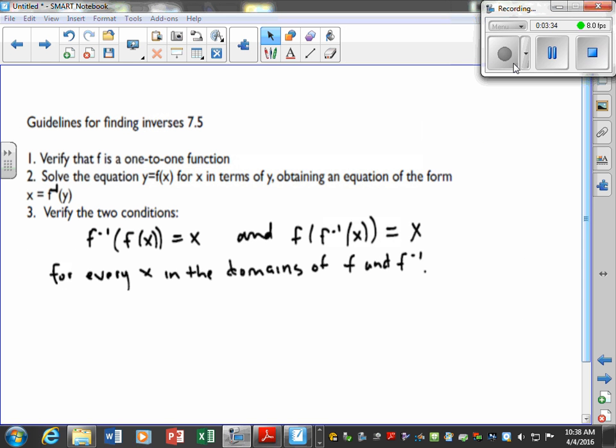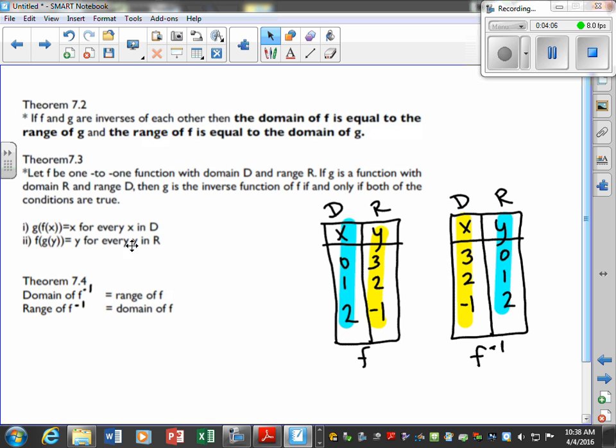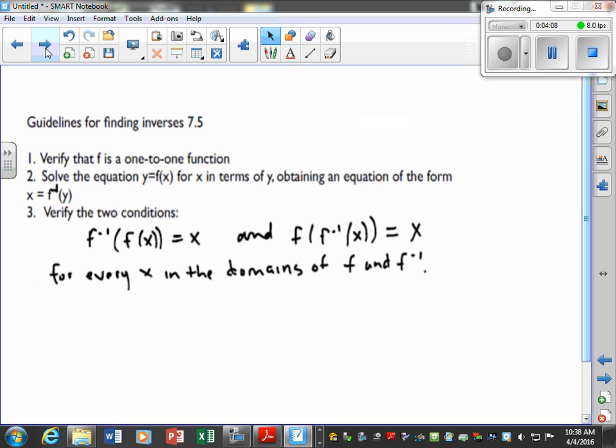Okay, so the next thing we're going to do is look at some guidelines for finding inverses. Just to give you some steps, first of all, you're going to make sure that it's a one-to-one function. Then you want to solve the equation y equals f of x for x in terms of y to get it in the form x equals f inverse of y, and you'll verify the two conditions. We want to verify that f inverse of f of x is equal to x, and f of f inverse of x is equal to x, which is this particular theorem. So let's see an example of this.